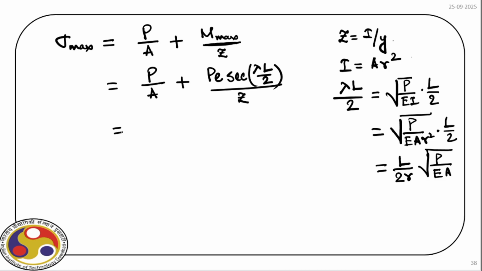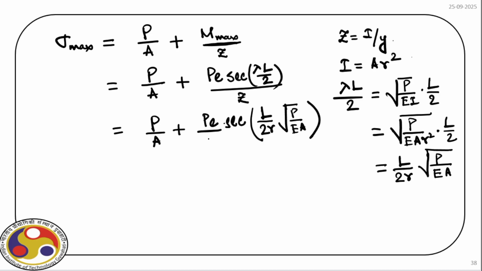So now if we find out the expression for maximum stress for this column having some eccentricity e between the load and the centroidal axis, we have P by A here, plus we have Pe, and in place of lambda L by 2 we can write sec of L by twice r, then square root of P by EA. And we also have a Z here.